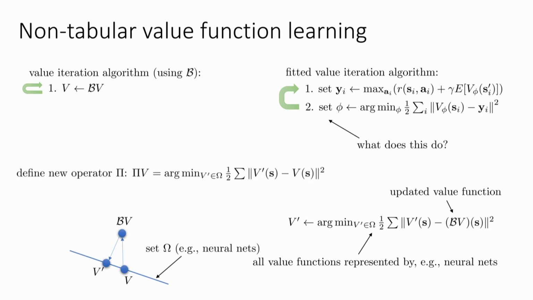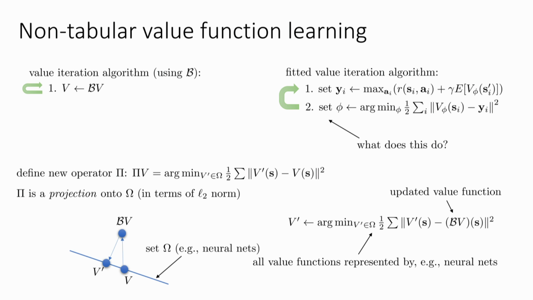So that means we can define a new operator. We're going to call this operator pi, not to be confused with a policy. So pi v is just this argmin operator. And the reason I called it capital pi is because it's a projection operator. Because if you use L2 norm here, that means you're projecting bv onto the manifold omega. You're finding the closest v prime to bv, which is going to be the one that's at a right angle to this vector. So it's a projection operator.